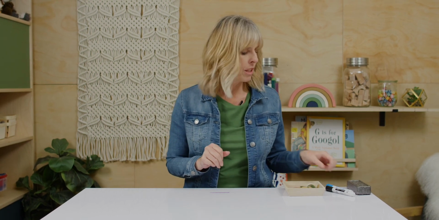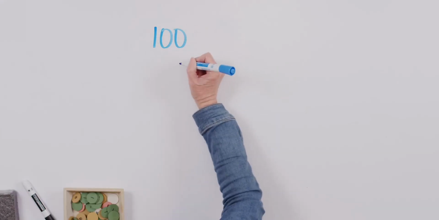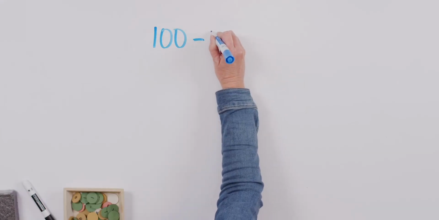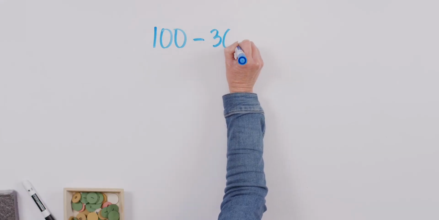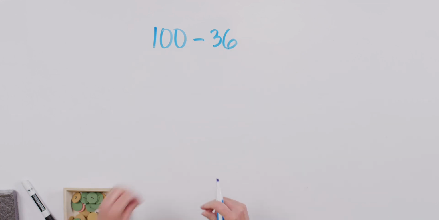Get out some of your place value discs. That could be really helpful for today's lesson. We are going to continue to do some mental calculations, and we're going to start with some that you've already learned earlier. So if I gave us this problem right here, 100 take away 36, let's show that with our discs right here.